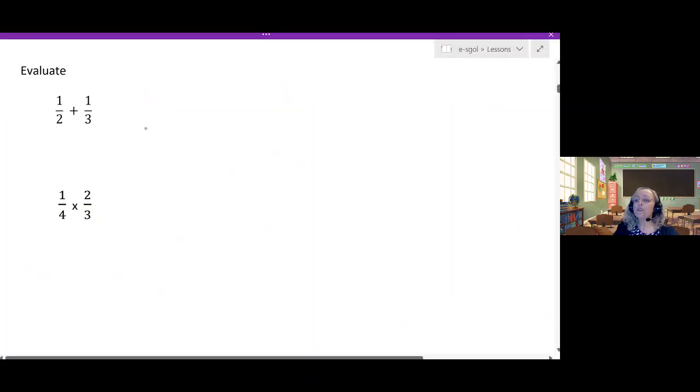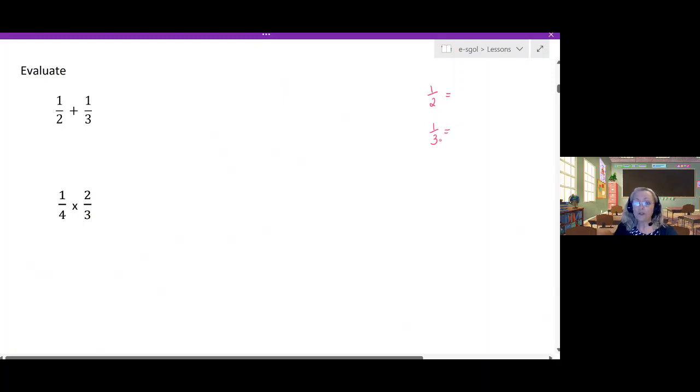So for the first one, 1/2 add 1/3. Now, a common mistake for this would be for people to say that the answer to this would be 2/5, just by adding the tops and adding the bottoms, but that isn't the case. So what we actually need to do is make the fractions have the same denominator. They need the same bottom number before we can add them up. So I'm going to take 1/2 and 1/3 and change both of them into an equivalent fraction that has the same denominator, the same bottom number.